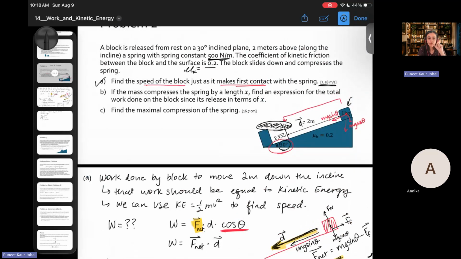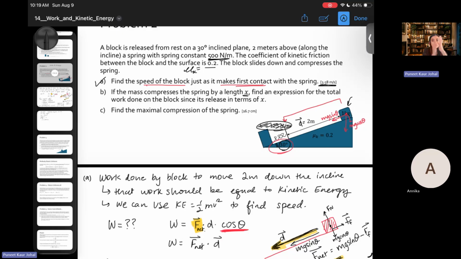Part B, if the mass compresses the spring by a length x. So obviously the mass has now hit the spring and it's going to compress it a little bit because of all the energy it is carrying. Let's say it compresses it x. Find an expression for the total work done on the block since its release in terms of x. So since its release all the way until it compresses the spring and stops.